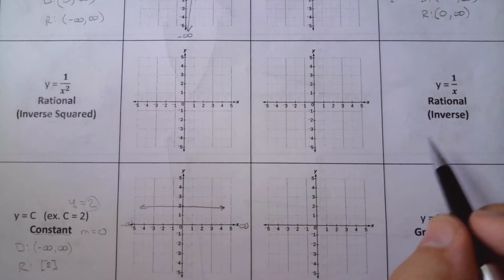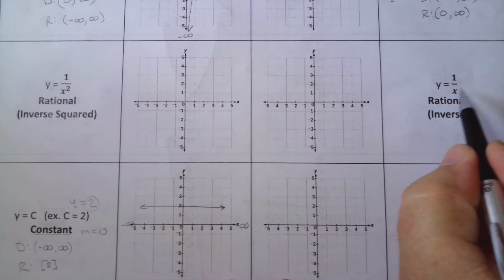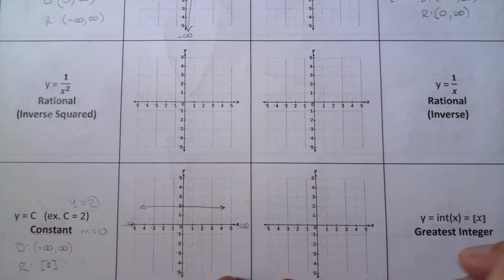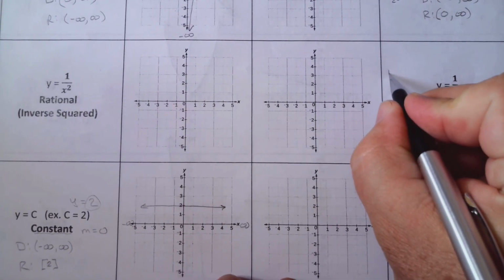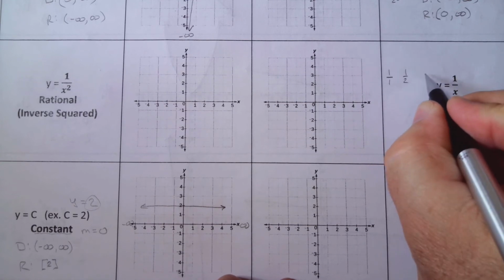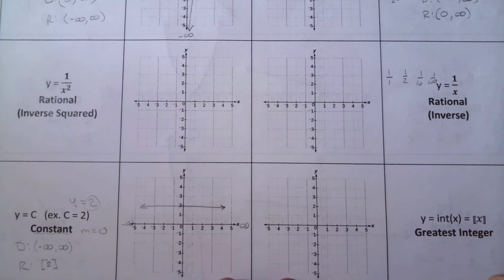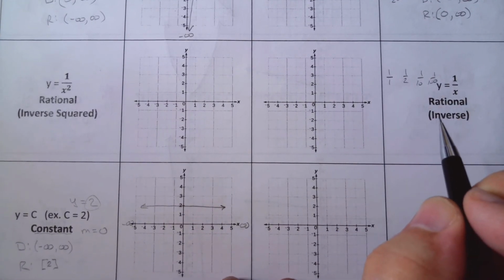Now, the reciprocal function means 1 over x. X is now on the bottom. Again, this is a special operation, so it's not going to be a straight line. It's going to be a curve. What we have to remember here is this. The bigger the bottom number gets, the smaller the number.